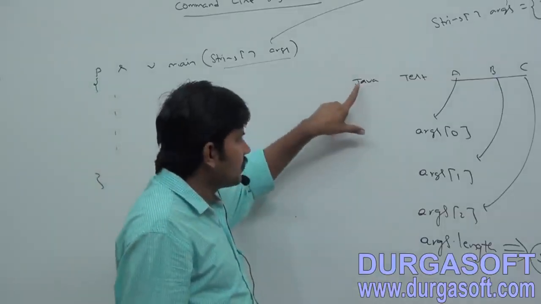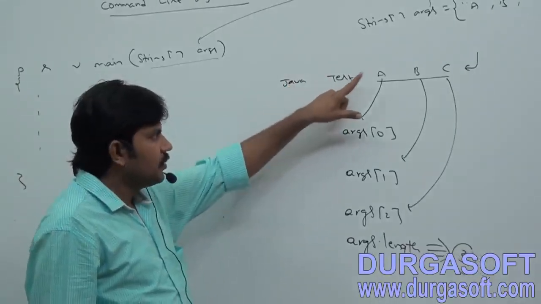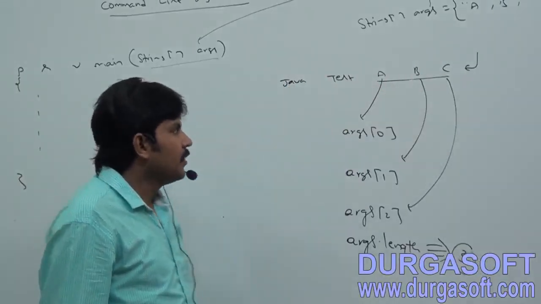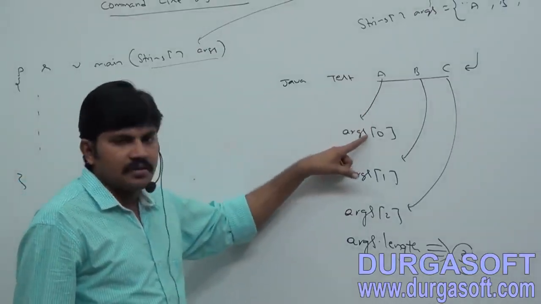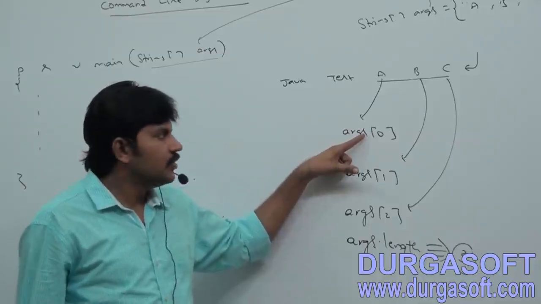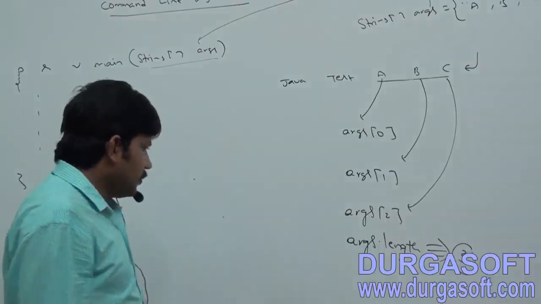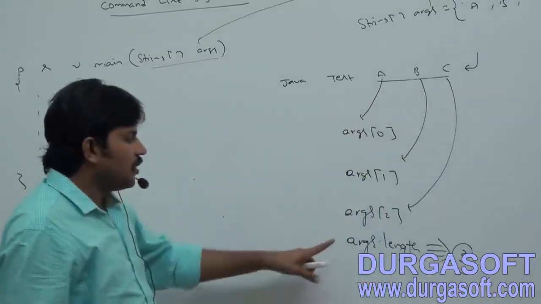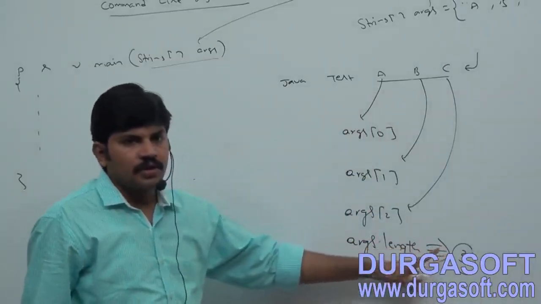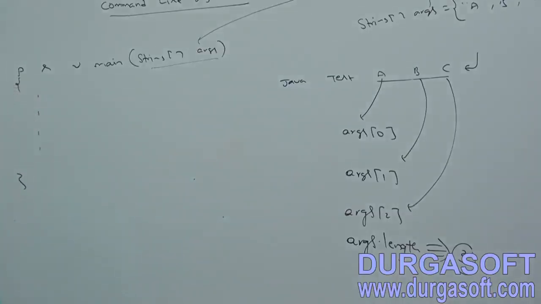Example, just take this one. java Test A B C. Now what is A? A means args[0]. What is B? args[1]. What is C? args[2]. Next, args.length, its value is nothing but 3. Take it clearly. What is command line argument?